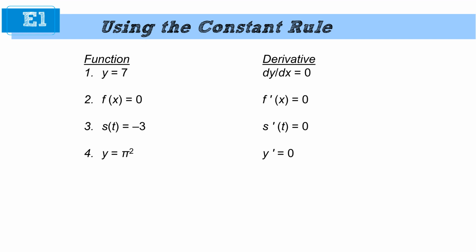Now in number 4, I got a little fancy, and instead of switching to dy dx, I left it with y, but then I used Leibniz's notation to say y prime. We can flip back and forth between the two. Okay, so it's the same thing over and over again. Trying to make it clear that anytime you have a constant, the derivative is going to be 0.